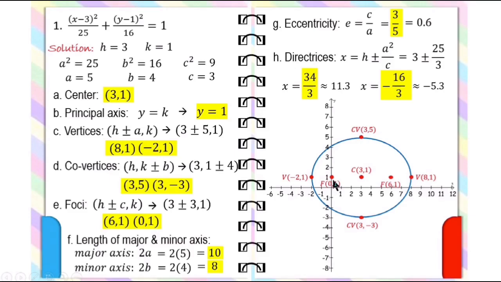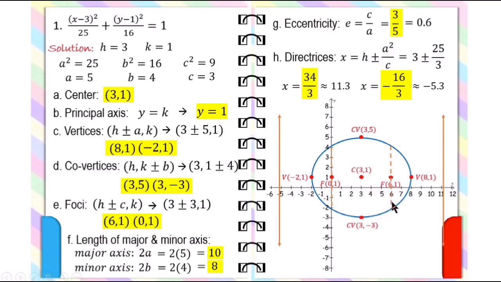Remember, the principal axis or focal axis contains the center, the foci, or the vertices. That is why our principal axis is y equals 1. This is the major axis joining the two vertices. And as you can see, the major axis is parallel to the x-axis, while this is the minor axis. Its endpoints are the co-vertices. The directrices are x equals 11.3, which is here, and x equals negative 5.3, which is here. And these are the latus rectum.